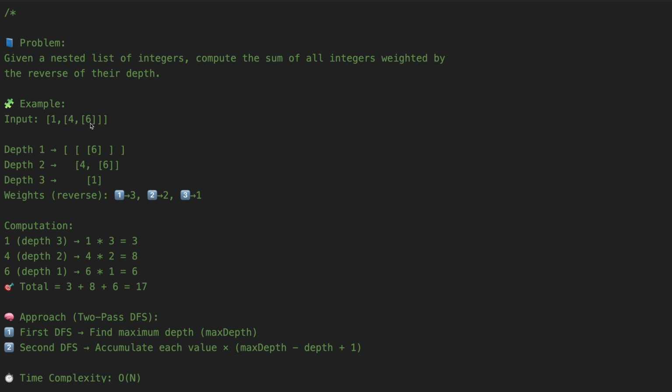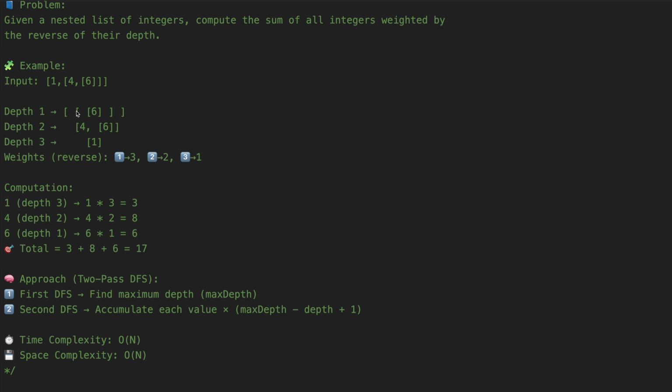So for example, in this case, the leaf is 6, right? 6 has a weight of 1, and 1 is a root and it has a depth of 3, right? It should be in reverse.